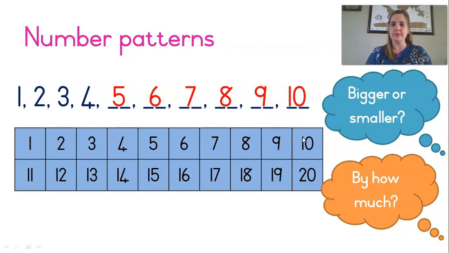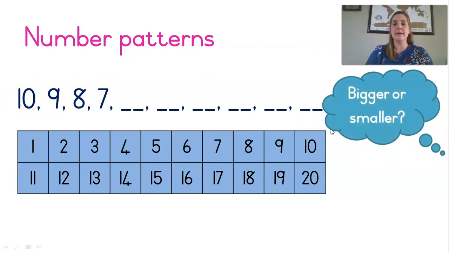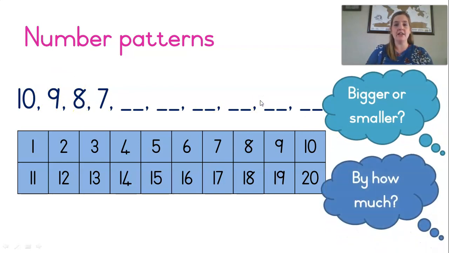Okay, what are the 2 questions we have to ask ourselves when we see a number pattern? Is it getting bigger or smaller? By how much? Okay, let's try it again. Let's look at this one. 10, 9, 8, 7. Okay, first question. Is it getting bigger or smaller? Smaller, right? By how much? Let's look on the 100 block. 10, 9, 8, 7. Just by 1 block. Okay, 10, 9, 8, 7. What's next? 6, 5, 4, 3, 2, 1.